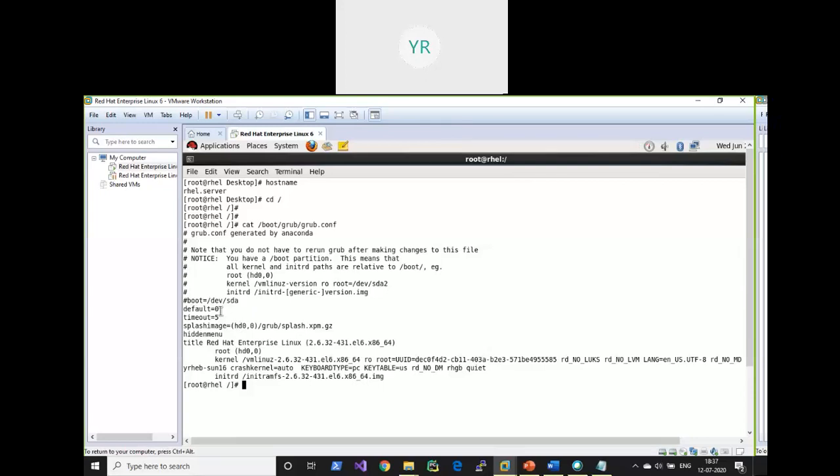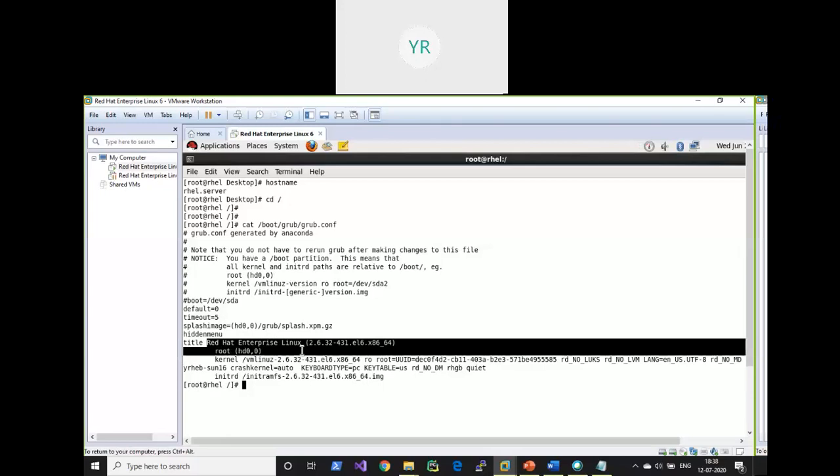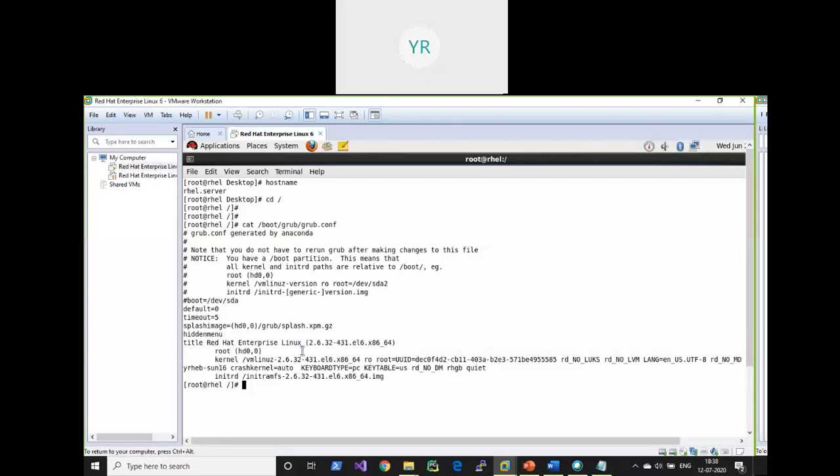Here it says default equal to 0, which means default kernel. It is asking which kernel image you want to load. Default equal to 0 means, if you see hd0, 0, this is the default kernel image, Red Hat Linux 2.6, the first kernel. I have only one kernel image here, that's why it is taking the default.